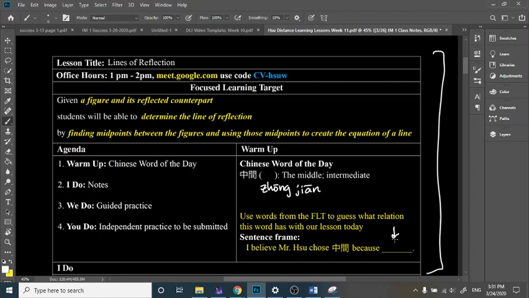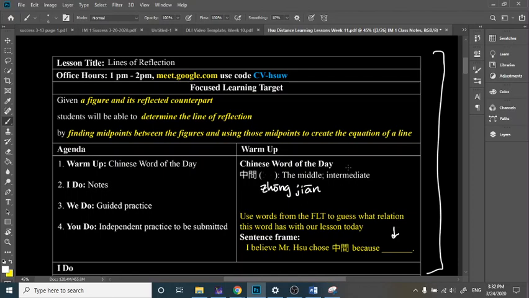Okay, so 中间, it means middle or intermediate point or something like that. So if you're saying like meet me in the middle of somewhere, you can say like this place and this place, 中间, the middle of the two places. So yeah, that's what we use to describe that.